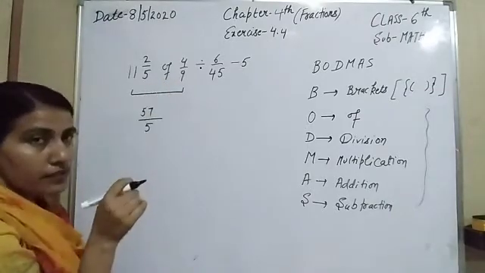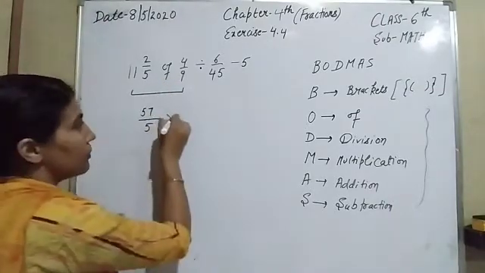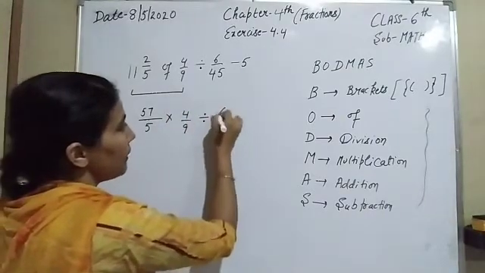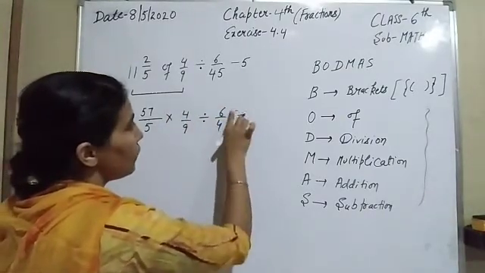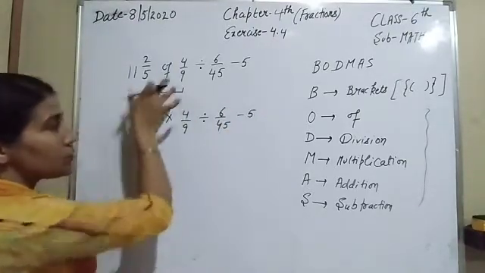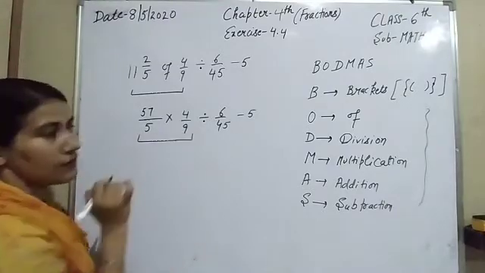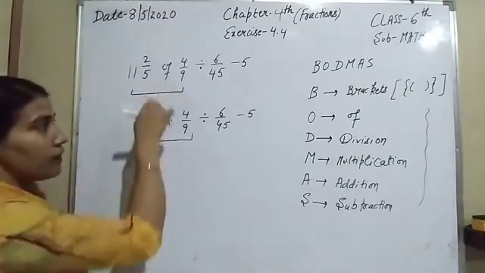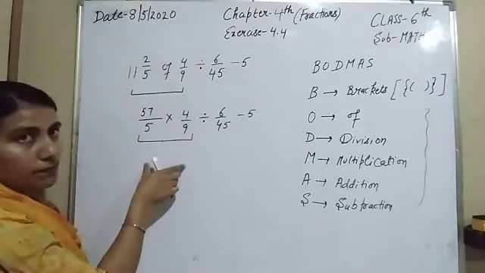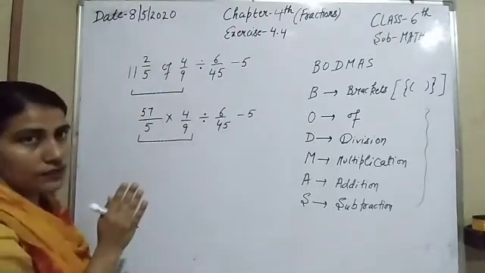Now we change the of symbol into multiplication. Multiplication here is 4 by 9, and all the others will remain the same, because we have to solve this of symbol first. Here is the of symbol, we change it into multiplication, and firstly we solve all these of symbols. After that we solve the other parts.